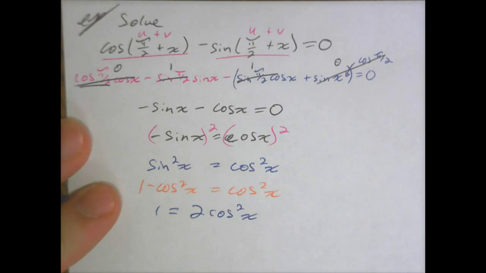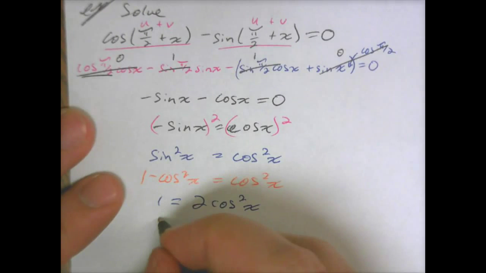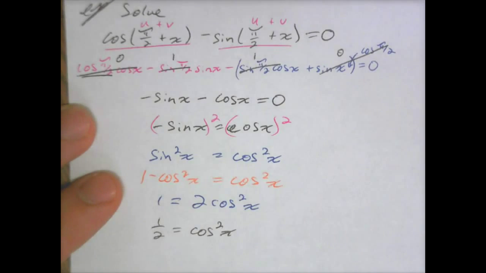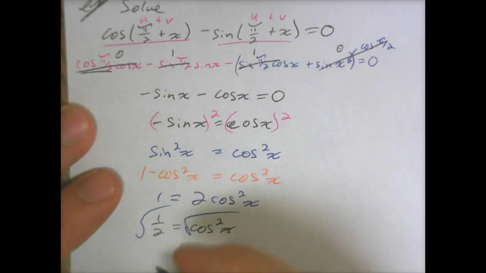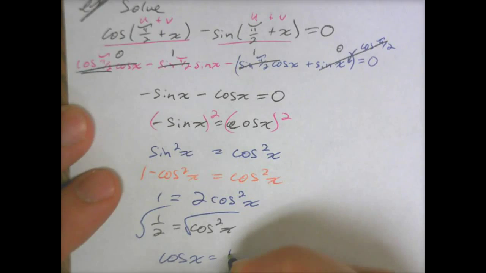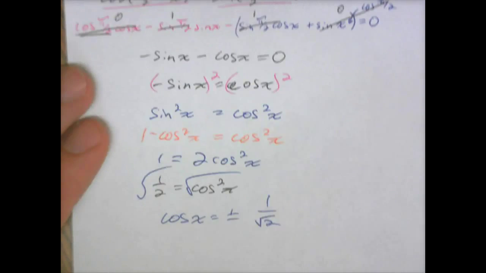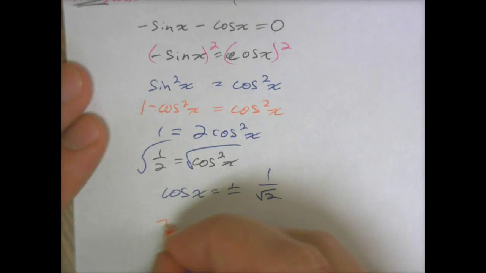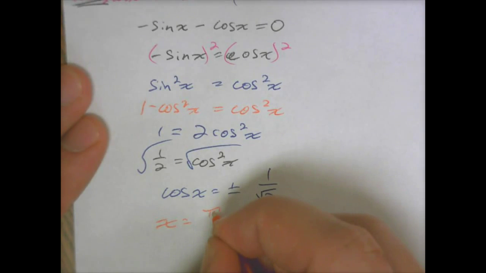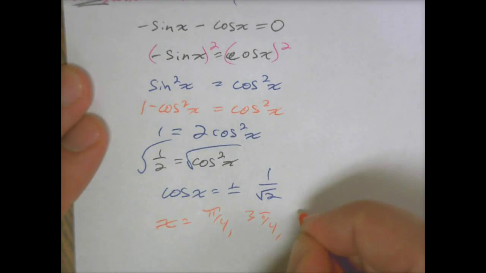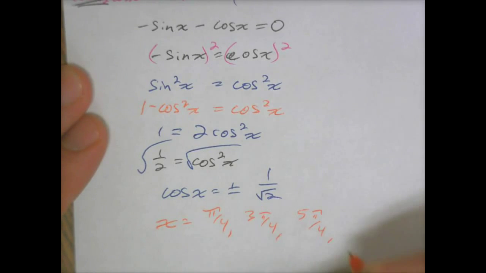Cosine squared. Then you can divide by 2, so you have 1/2 equals cosine squared. And then you can take the square root. Yay, yay. So I have cosine x equals plus or minus 1 over root 2. Well, if it's the 1 over root 2s, that's going to happen at all of our pi over 4s. So x equals pi over 4, 3 pi over 4, 5 pi over 4, and 7 pi over 4.